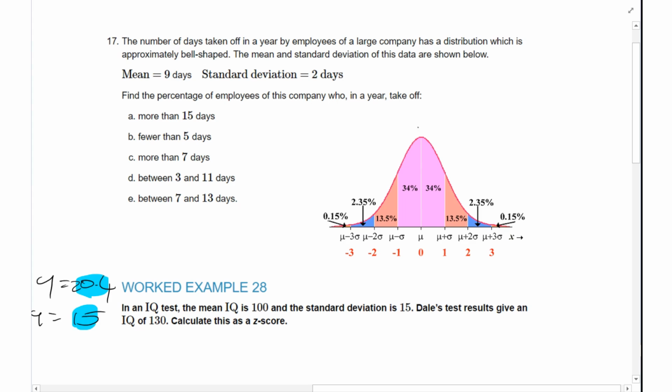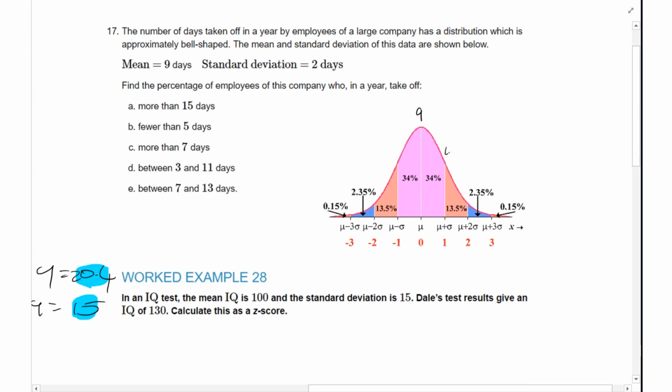Okay, so mean is 9, standard deviation 2, so that's going to be 11, 7, 13, 15. You don't have to write it up the top, you could write it like here, 9, 11, 13, 15. Write it wherever it suits you best. So 7, 5, and 3. More than 15 days, that's there. So it's more than 3 standard deviations, so that's going to be 0.15%.